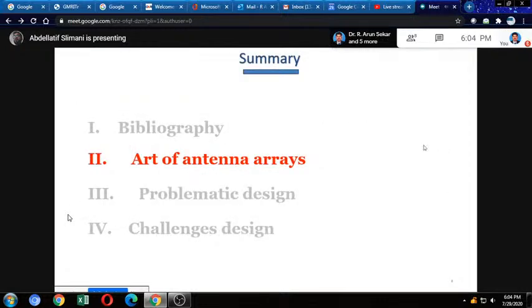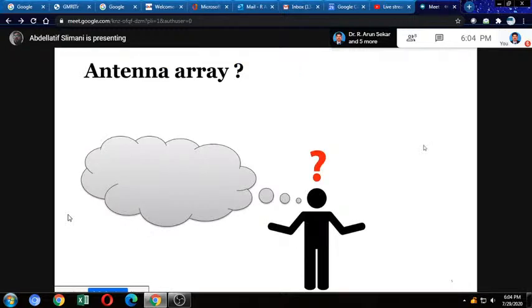So, arts of antenna array. Antenna array, what does it mean? Array antenna, or antenna array? An antenna array is a set of multiple connected antennas which work together to transmit or receive radio waves. So if I have two antennas or more, I can talk about array antennas or antenna array. In an antenna array, several single antennas separated from each other are geometrically arranged to give desired radiation characteristics that are not possible to achieve with a single antenna.